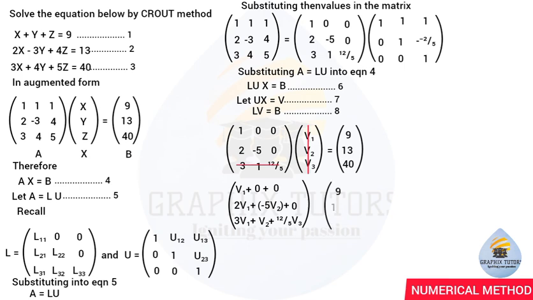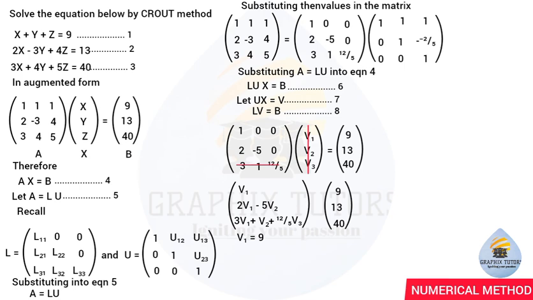Equals to 9, 13, and 40. So what we have here, if I write it without the 0, we'll be having V1, 2V1 minus 5V2, 3V1 plus V2 plus 12V3 over 5 equals to 9, 13, and 40. Now what we have here, V1 is equals to 9, right? That is the first, because of the equal sign in between, the first element in the first column is equals to the first element in the second column. The first element in the first matrix is equals to the first element in the second matrix. So from here, we have V1 equals to 9.